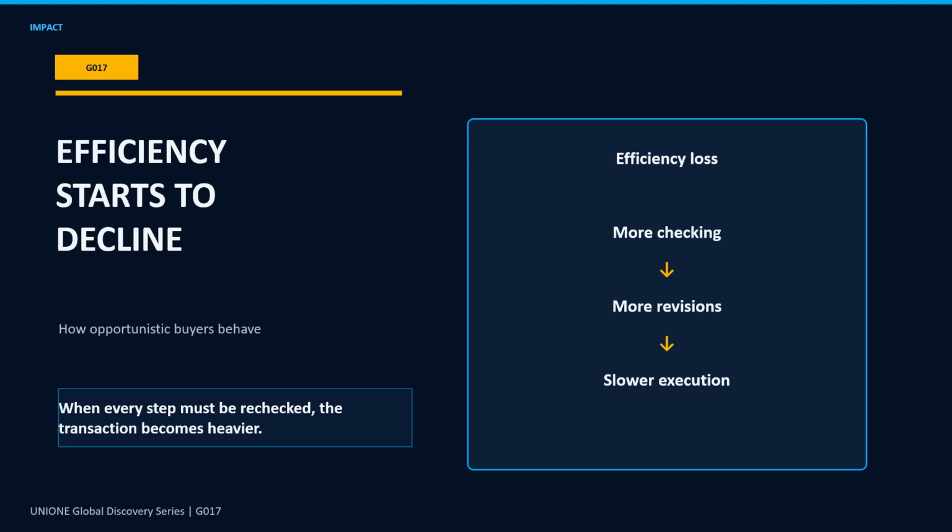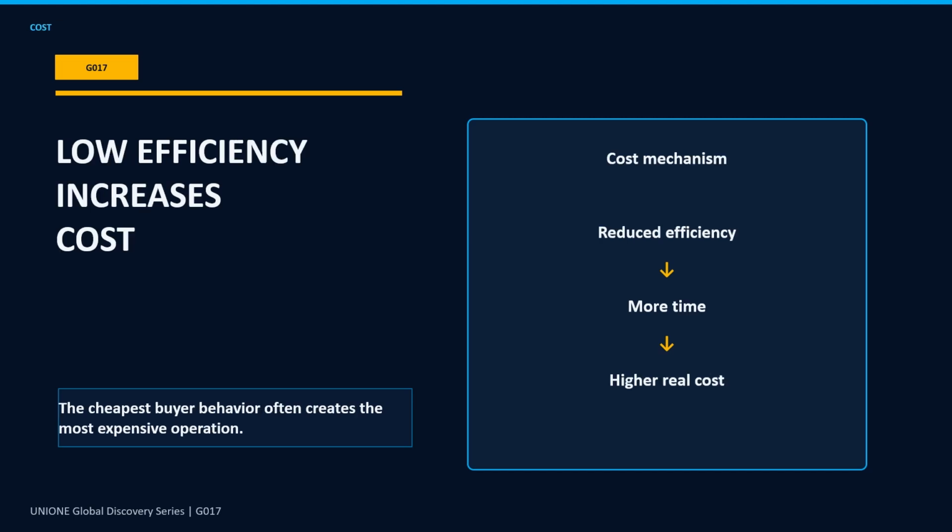As uncertainty increases, operational efficiency begins to decline. Every condition must be checked again. Quotations must be revised. Documents may need to be changed. Schedules must be reconfirmed. Instead of moving forward through a clear process, both parties repeat the same work. The transaction becomes slower, heavier, and more difficult to execute. Lower efficiency eventually increases the real cost of the transaction.